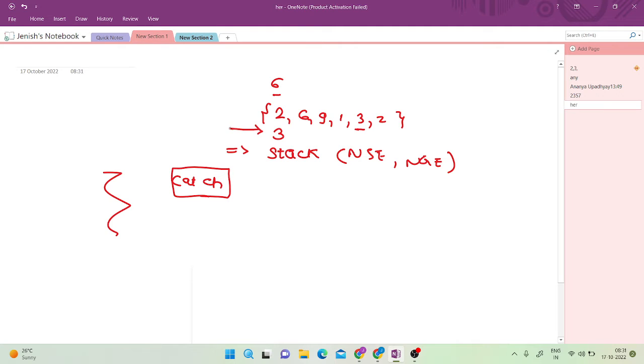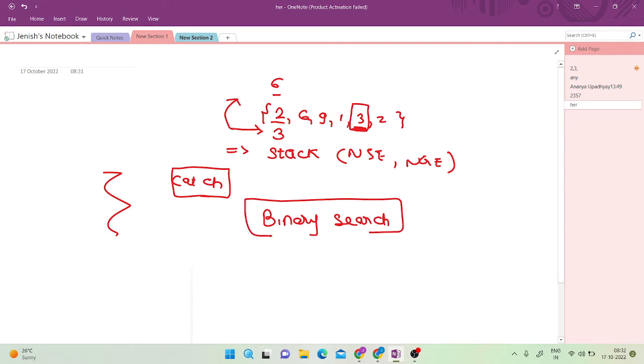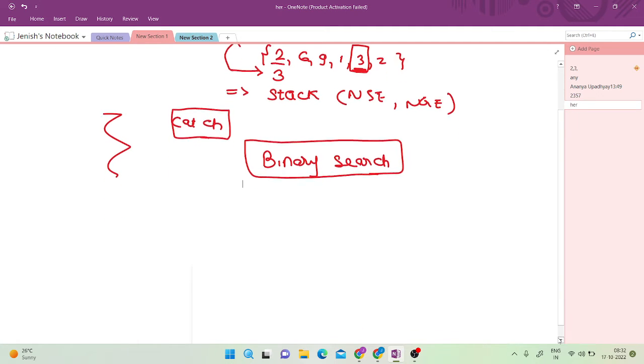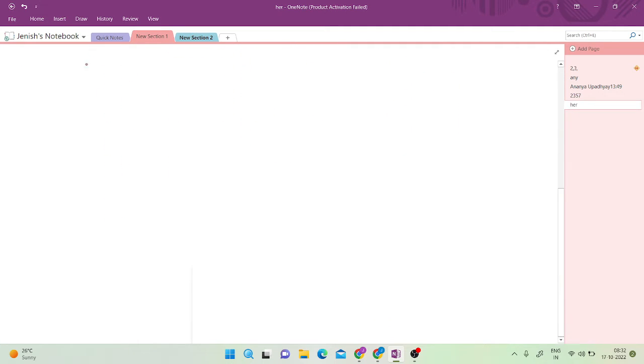How would you do that? So this is the thing we need to find out. Means for 2 the smallest element greater than 2 to the right is 3, correct? So there is some kind of binary search type of intuition coming to my mind. See, for that you need to think of how would you iterate the array, right? So 2, 6, 9, 1, 3 and 2, correct?